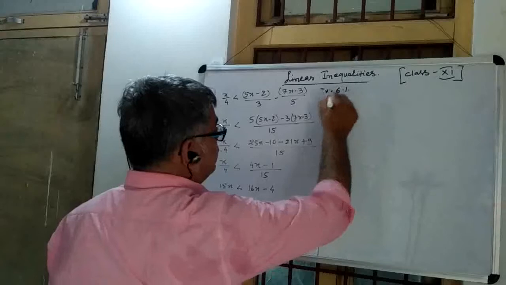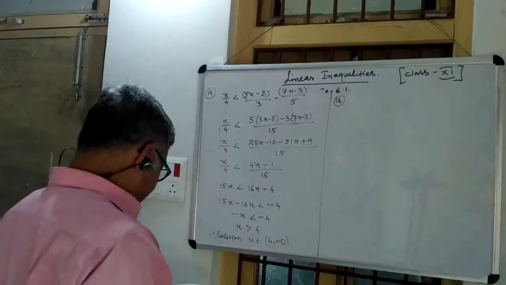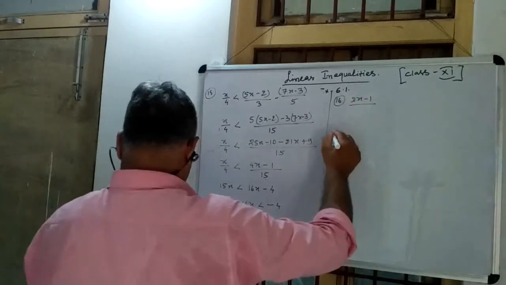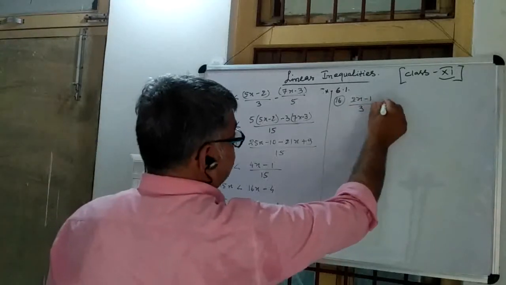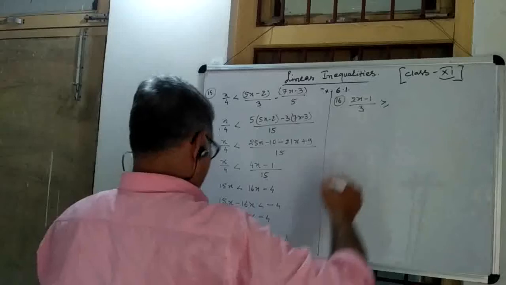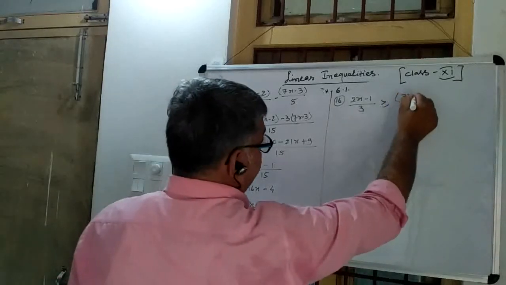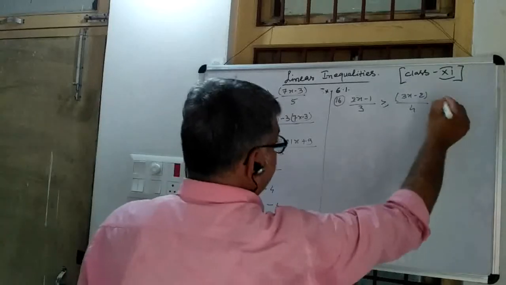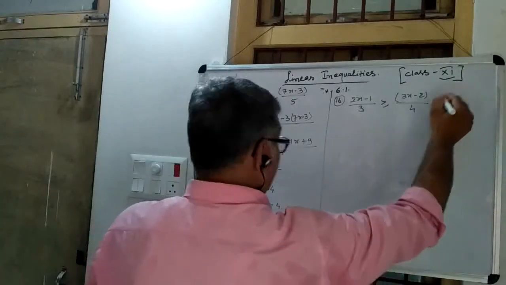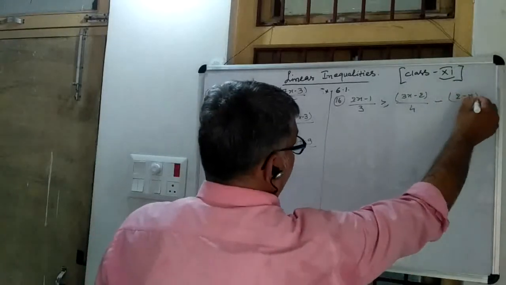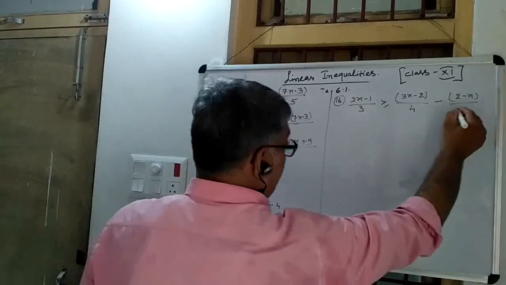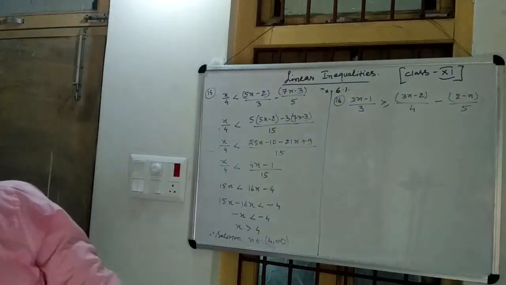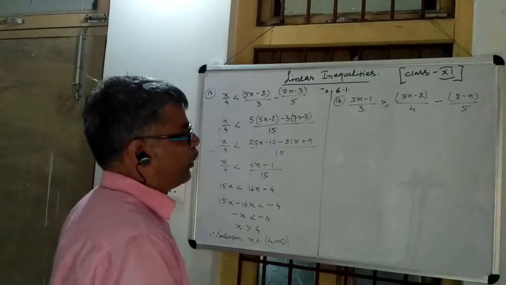Question number 16 is (2x - 1)/3 ≥ (3x - 2)/4 - 2 - x/5. This is the inequality which we need to solve.